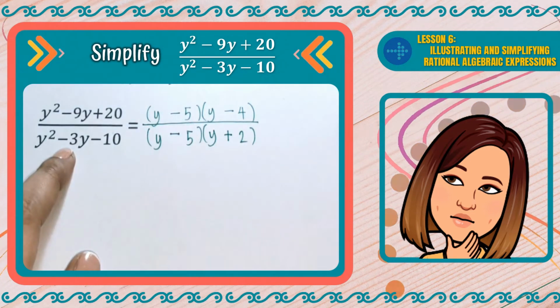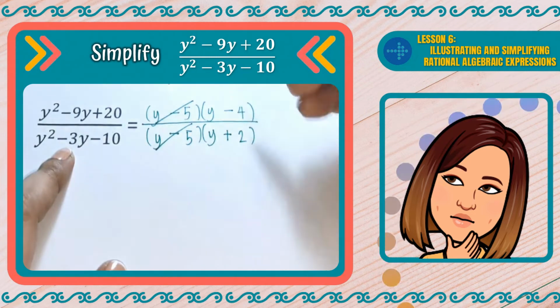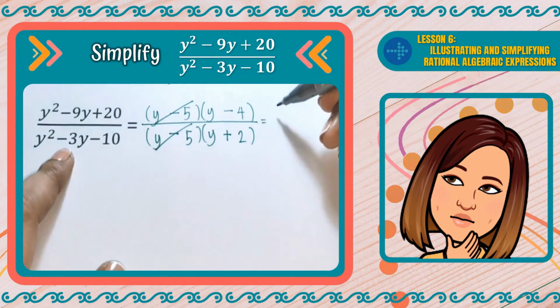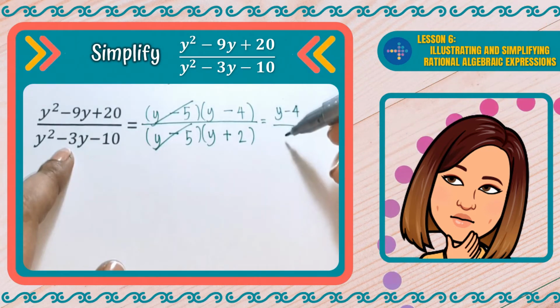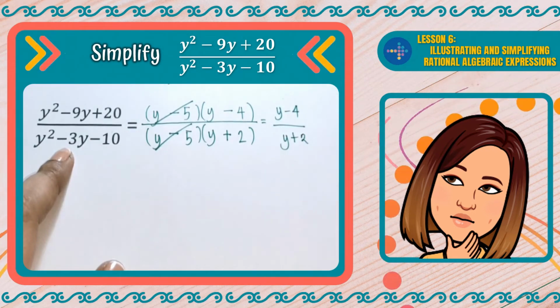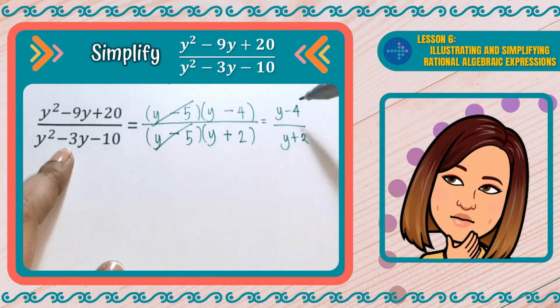So, cancel yung common factor which is binomial y minus 5. In the numerator, the remaining factor is y minus 4. And in the denominator, we have y plus 2. So, the simplest form is y minus 4 over y plus 2.